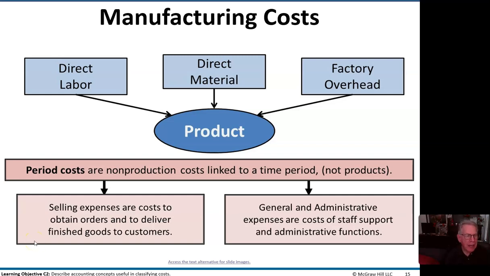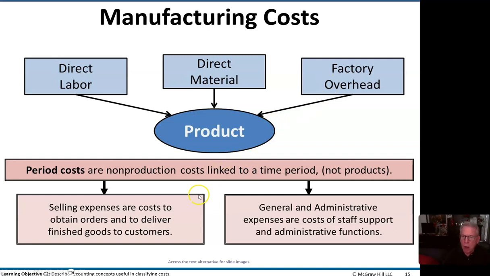Hi everybody, and welcome back to video number 2 in chapter 14. When we left off, we were looking at manufacturing costs and the components of manufacturing costs. So our product cost here is going to be comprised of direct labor, direct material, and factory overhead that we discussed in the prior video.